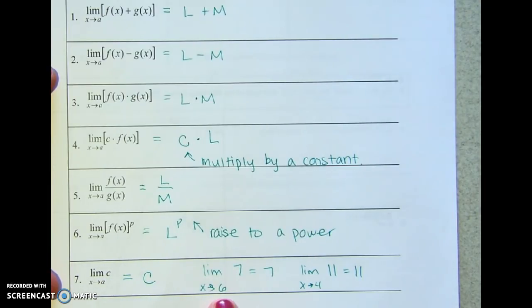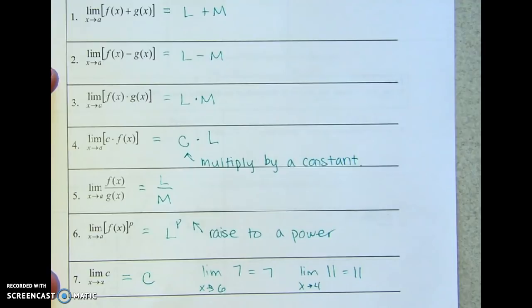So it doesn't matter where x is approaching. If it's just 7, not 7x, or 7 plus x, if it's just 7, then the answer is 7. And we'll go over that, okay?